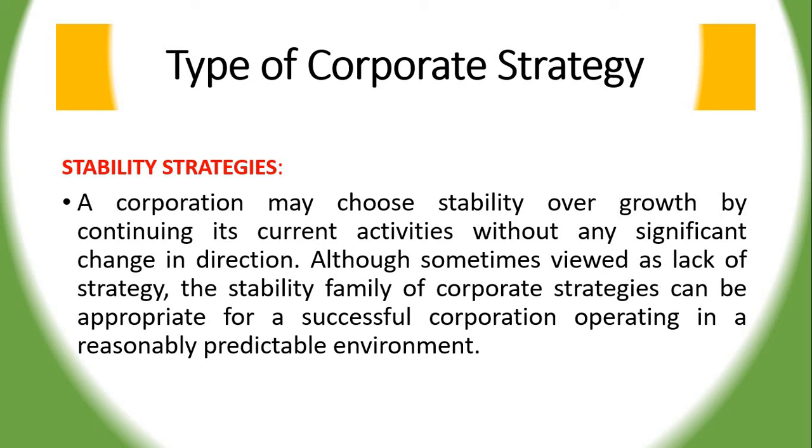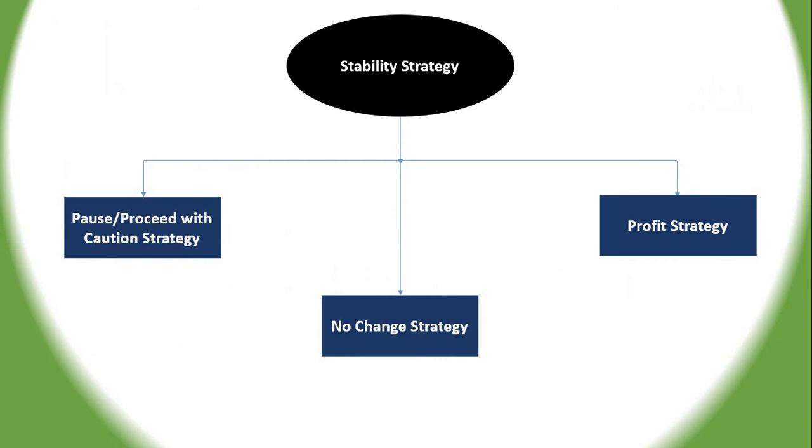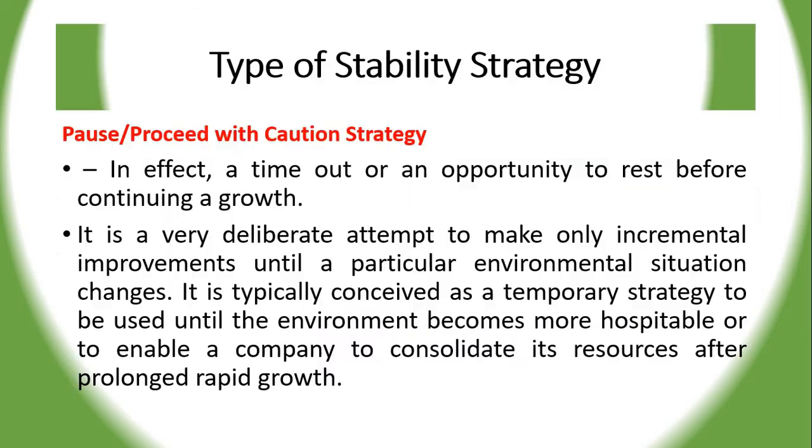So there are three types of stability strategies that the organization can formulate and implement: pause or proceed with caution strategy, no change strategy, and also the profit strategy. So let's explain these three types of stability strategy in further detail. At first, we're going to talk about what a pause or proceed strategy is.